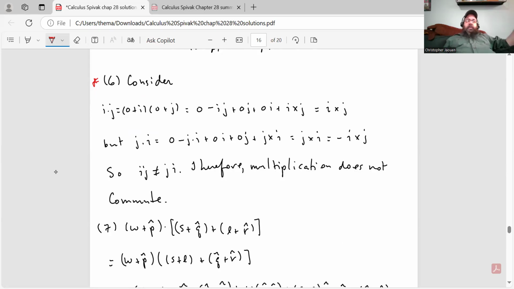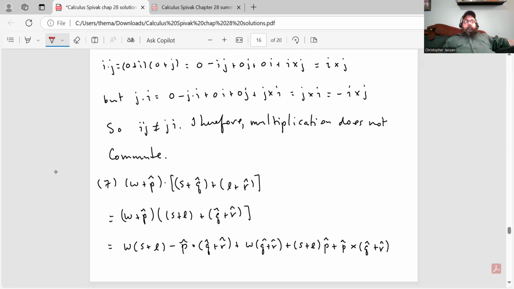But notice if you switch the order, j times I, you get the cross product of j with I. And remember the cross product, if you know about the cross product, that's not a commutative operation. When you swap the factors, you get the negative of it, doing the cross product in the opposite direction. So notice that ij here is not the same quaternion as j times I. So therefore, multiplication is not commutative in this set.